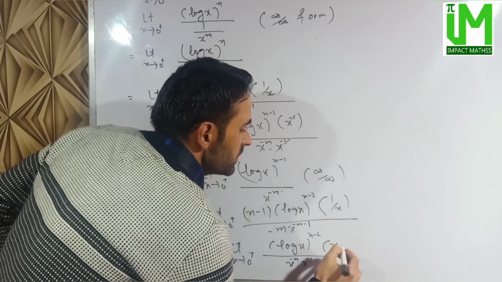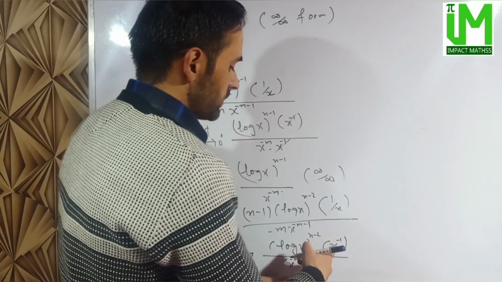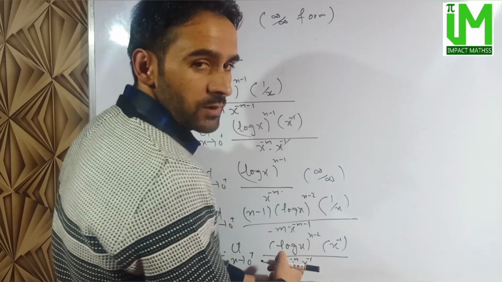1 by x को हम फिर से as x raised to power minus 1 लिखेंगे. So x raised to power minus 1 से फिर से ये x raised to power minus 1 cancel होगा.